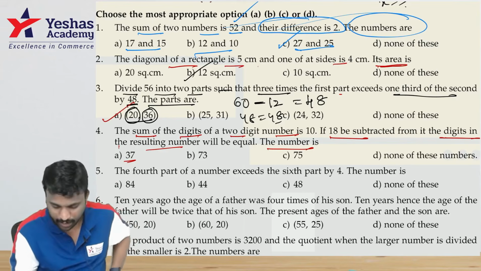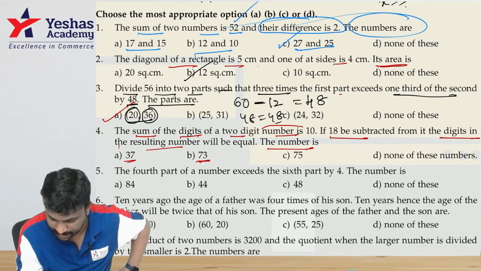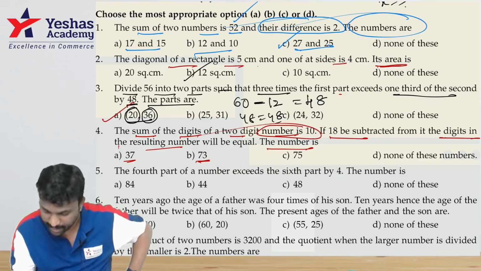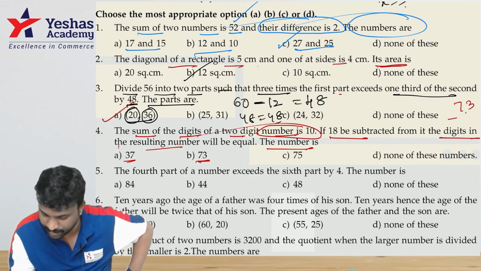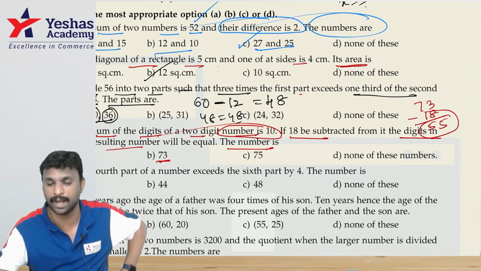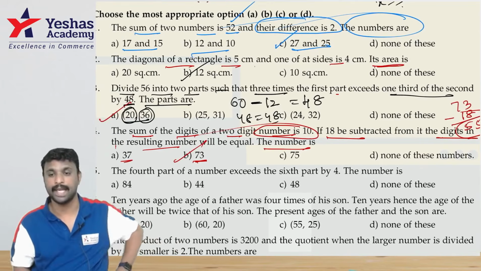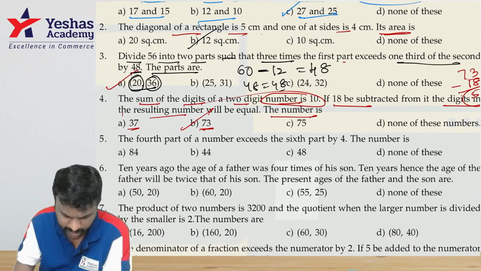They are not equal. If I hit option B, 73, the sum of the digits is 10. That is satisfied. First condition is satisfied. 73 minus 18, how much is it? 55. Aren't the digits the same in the number 55? Yes. Therefore, option B is the right answer. Guys, moving on to the next question.